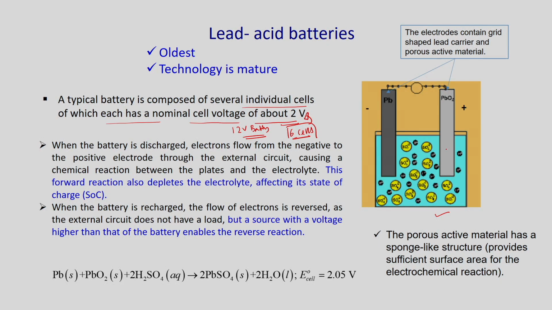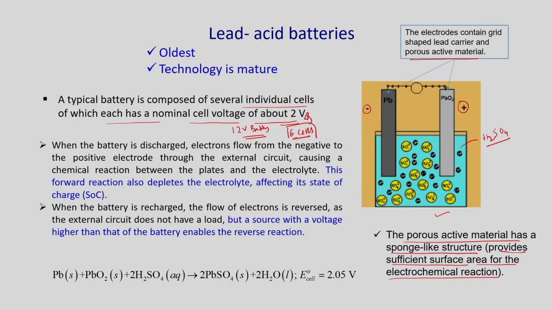Okay. So, for a cell it works something like this. Okay. 2 metal electrodes will be there and electrolyte will be there. So, electrolyte is nothing but diluted sulfuric acid, and this electrode contains a grid shaped lead carrier and porous active material. Okay. So, this porous active material has a sponge like structure which provides sufficient surface area for the electrochemical reaction. Okay. Normally, this Pb in one electrode is negative, and then PbO2, so lead oxide, is positive.